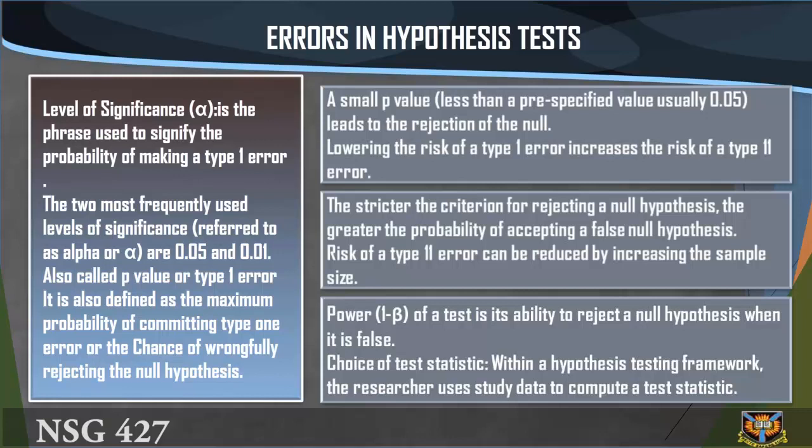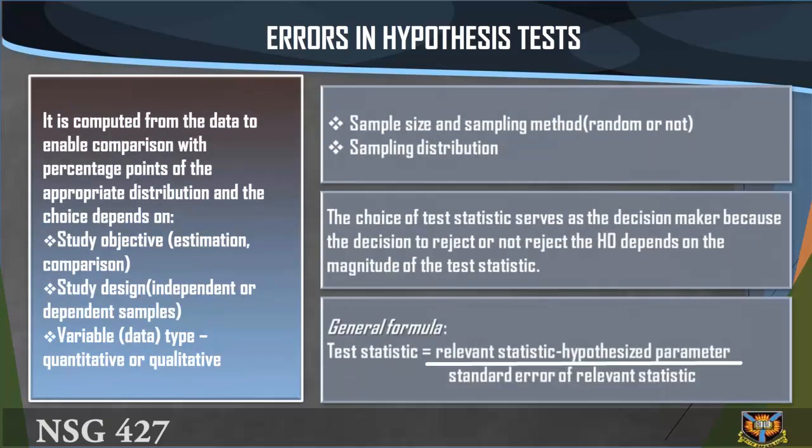Choice of test statistic. Within a hypothesis testing framework, the researcher uses studied data to compute a test statistic. It is computed from the data to enable comparison with percentage points of the appropriate distribution, and the choice depends on 1. Study objectives, that is estimation or comparison. 2. Study design, dependent or independent sample. 3. Variables, data type, quantitative or qualitative. 4. Sample size and sampling method, random or not.